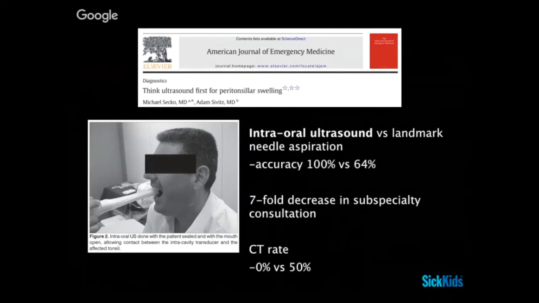So intraoral ultrasound has been compared to landmark for needle aspiration, showing improved accuracy using an ultrasound guided technique. And we'll talk about what that technique might be a little bit later on. Studies have also shown that there's a 7-fold decrease in subspecialty consultation over just simple landmark and physical exam, and a decrease in CT rate from landmark and physical examination as well.